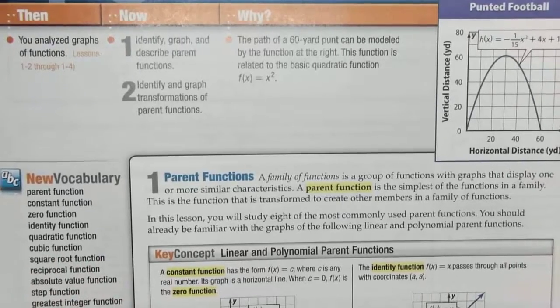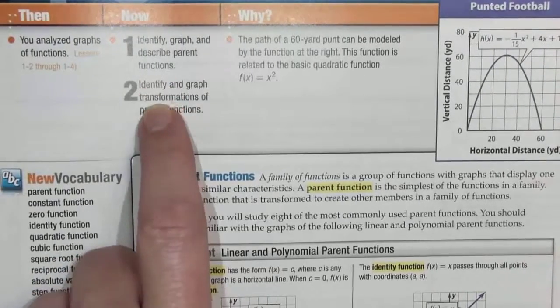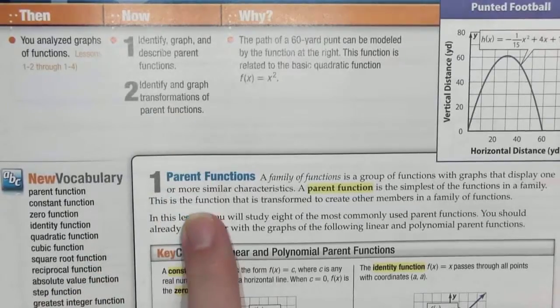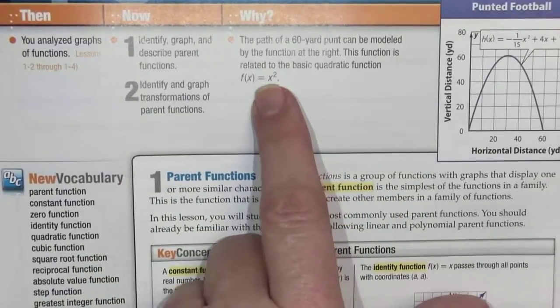Go. This is lesson 1-5, and we are talking about parent functions and the transformations of those functions. And here is an example.